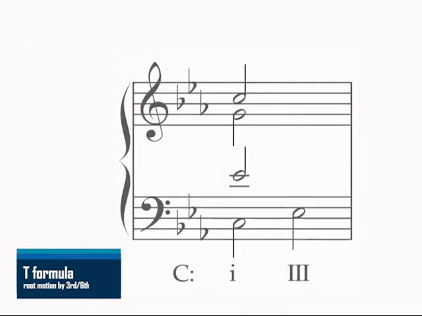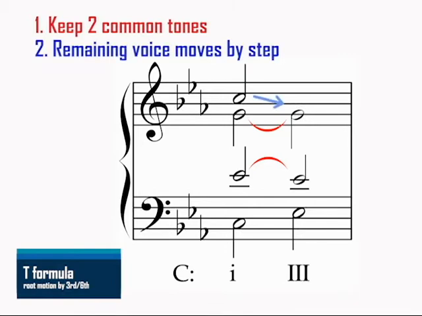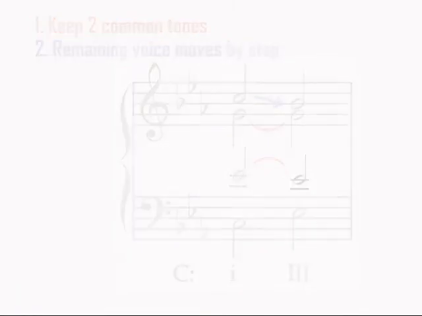It's important to remember that this is the only formula where there are actually two common tones between the two chords. Here we have in C minor a 1 to a 3 chord. So we're going to keep the two common tones, the E flat and the G, and the remaining voice, the C in the soprano, moves down by step to the B flat. Now you try it.